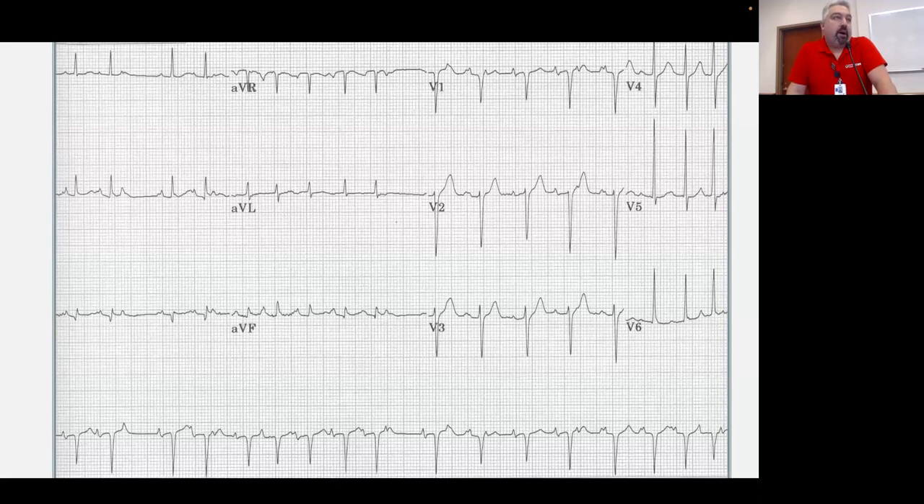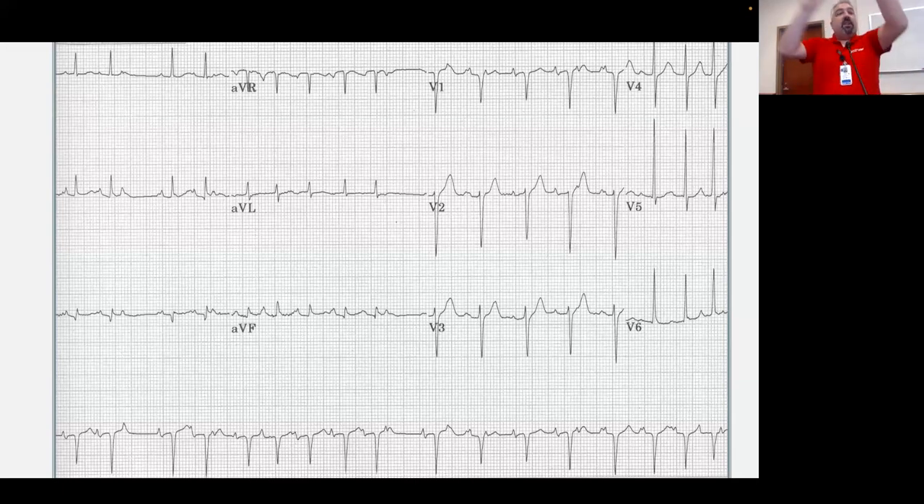It's an arbitrary cutoff between when you start calling it MAT and when there are enough different morphologies that you can't really discern individual P waves, and you start calling it AFib. But usually you see at least four different morphologies of P waves. So there's a P for every QRS. This is narrow, this is irregular, but there are multiple morphologies now. So now we've got a lot of different places firing in the atria.